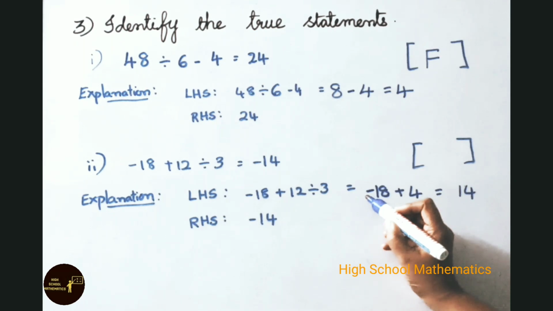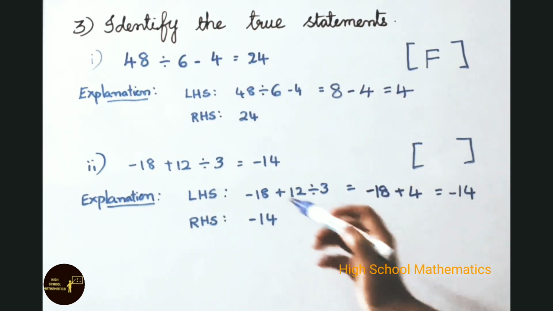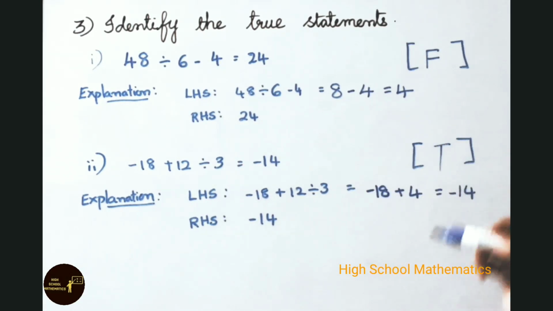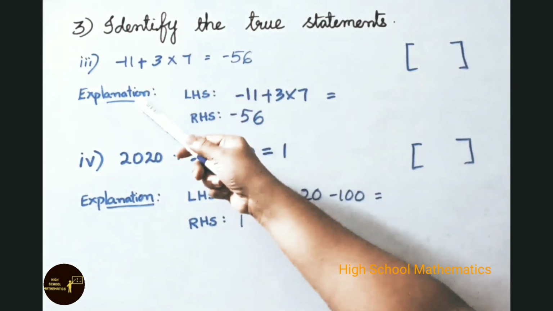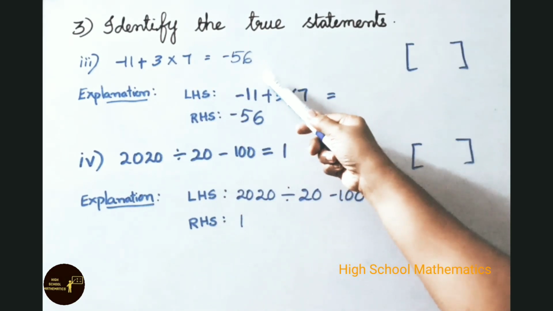18 is greatest, its sign is minus. So write down minus 14. Therefore LHS and RHS both are equal. Therefore the given statement is true. See now third question, third sum, minus 11 plus 3 into 7, that equals to minus 56.